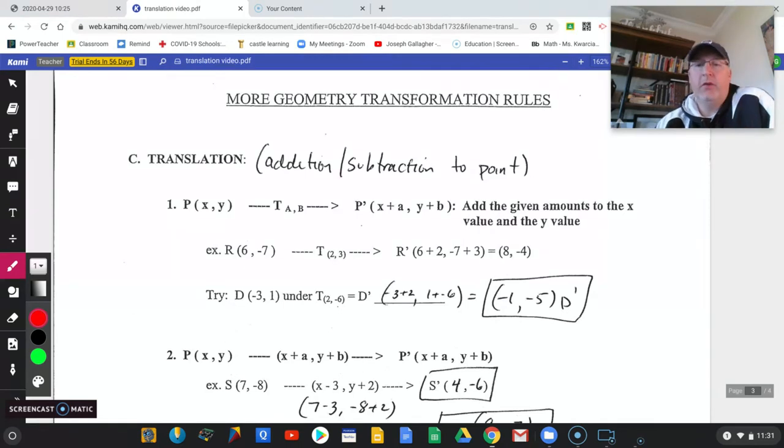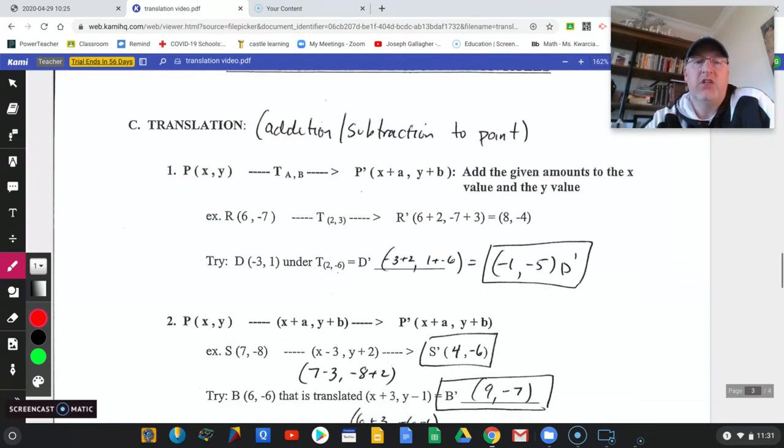The actual notes we want to talk about, here are the rules that you can use with a translation. Unlike reflections where things are usually just changing the sign or maybe the order of something, with a translation we just want to do some addition or subtraction of the point. Now we can think of everything as addition. If it's positive, we just add the number on. If it's negative, we add the negative. But that's sometimes easier to think of as subtraction.